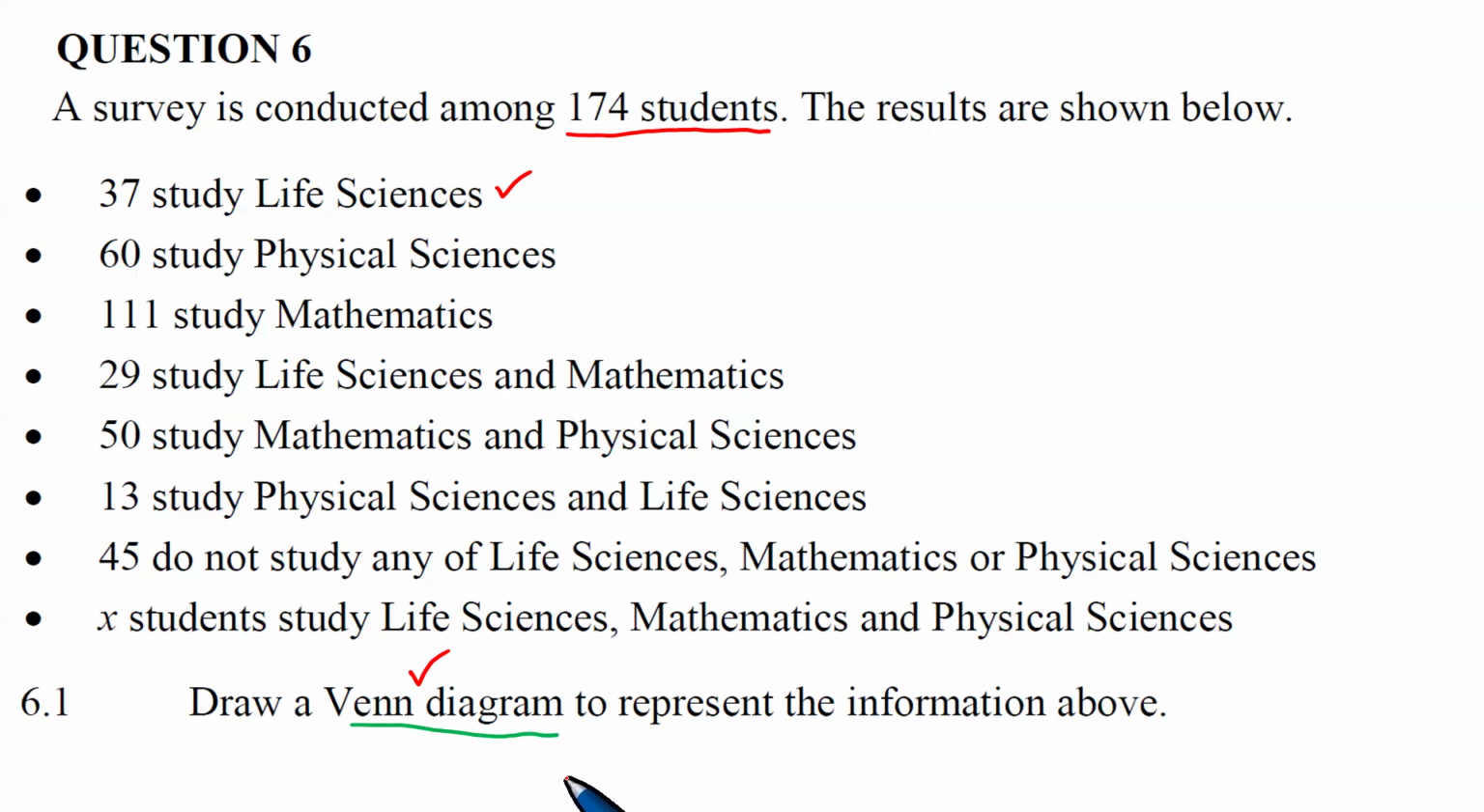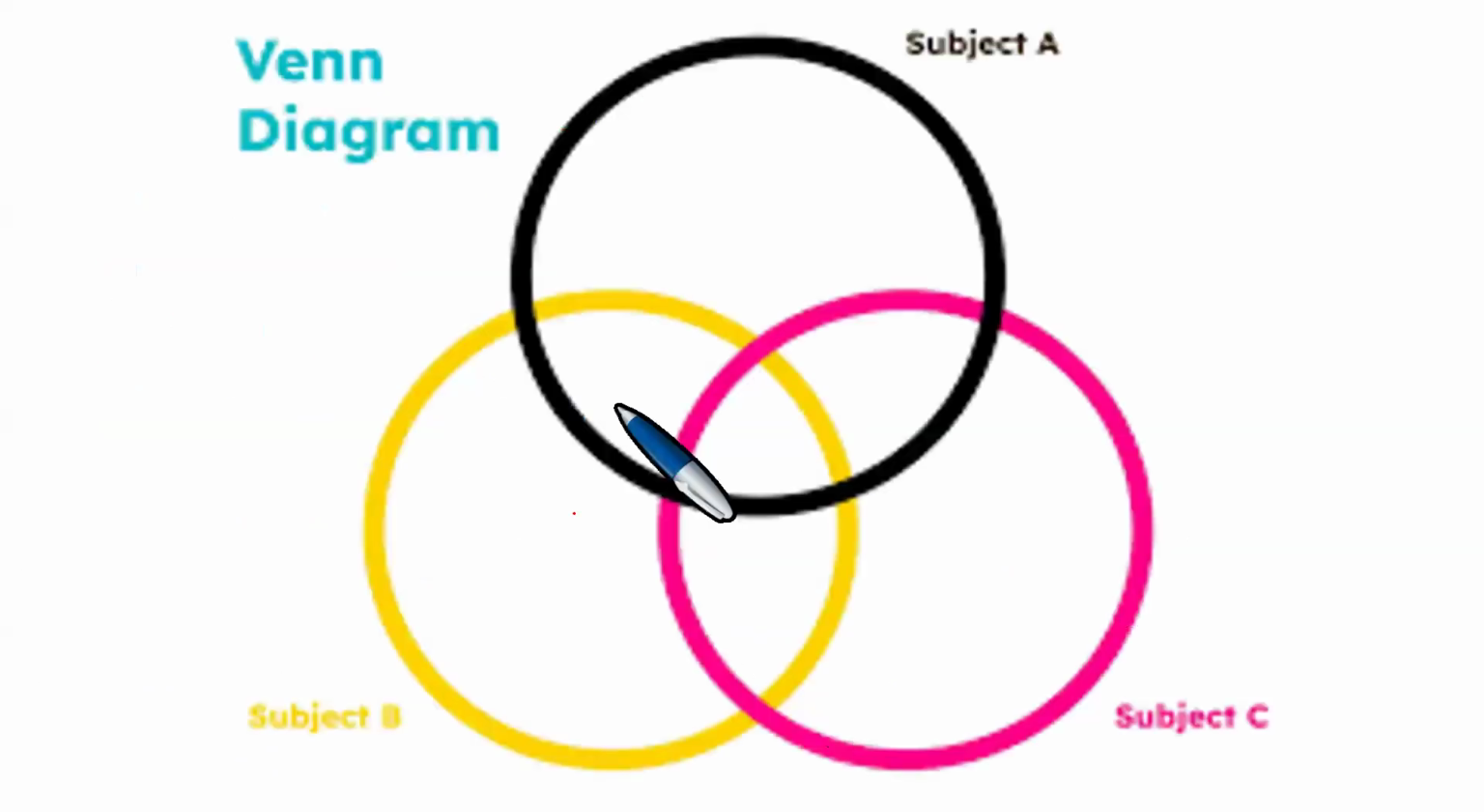Let's look at the Venn diagram here. We need to draw a Venn diagram and it's going to earn us marks. We started this very easy. We start at the center. The practice is to start at the center. X students study everything: life sciences, mathematics, and physical sciences. So in other words, we have the following here.